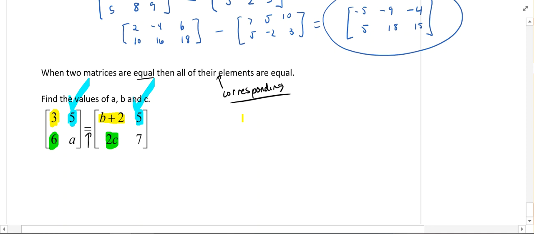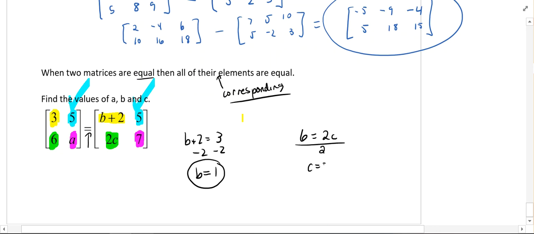6 and 2C and A, 7. So what I can do now, if I know these have to be equal, then B plus 2 has to equal 3. So B is 1. I also know 6 has to equal 2C. So C is 3. And then last but not least, A is 7. So boom, that one's done.